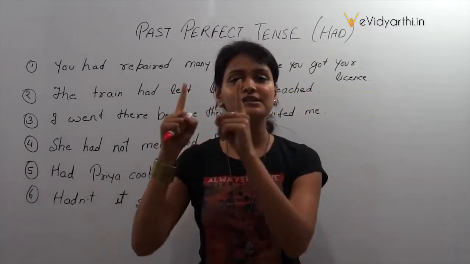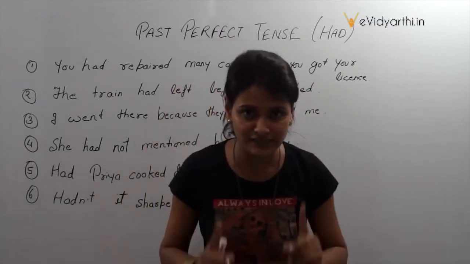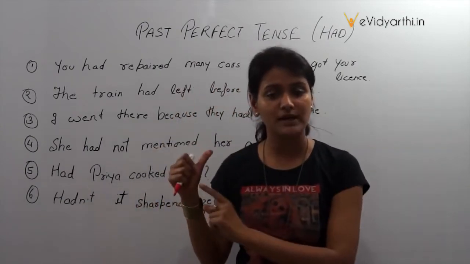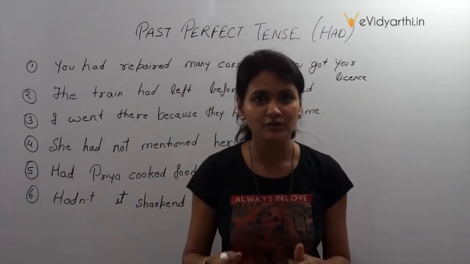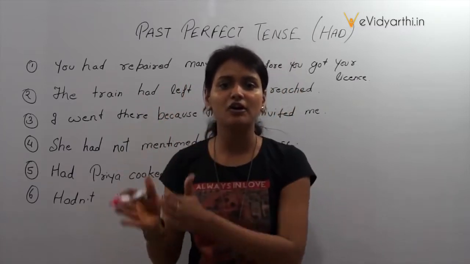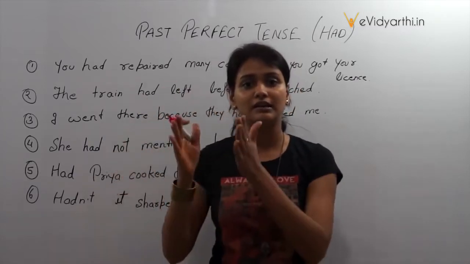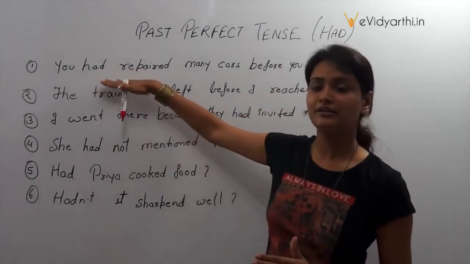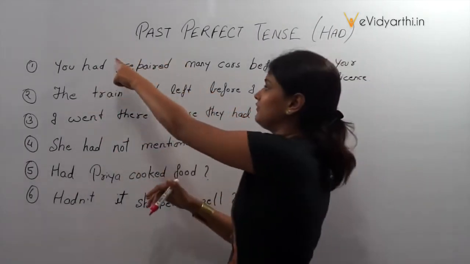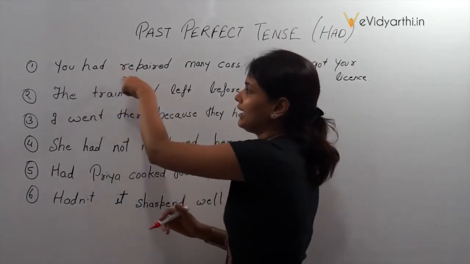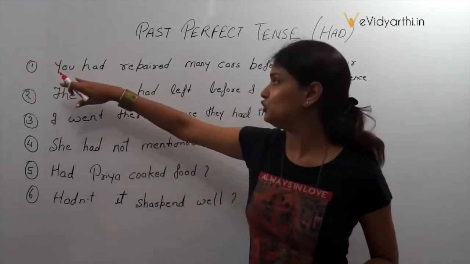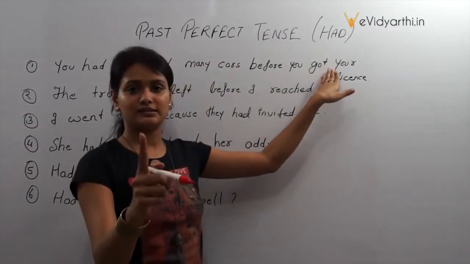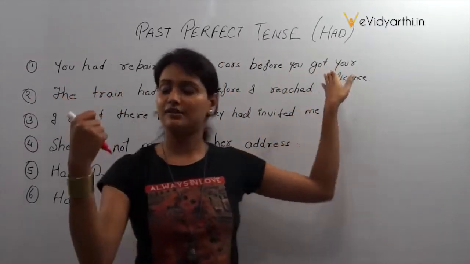So the first action of the past is identified as a past perfect tense, or with the first action of past we use had with the third form of verb, or with the third form of action verb. So you had repaired, which is third form of the verb, and we have used had along with the subject. You had repaired many cars before you got your license. Getting a license is secondary.